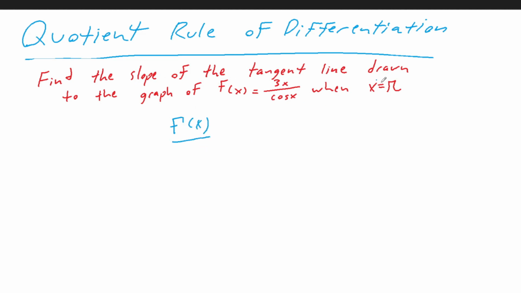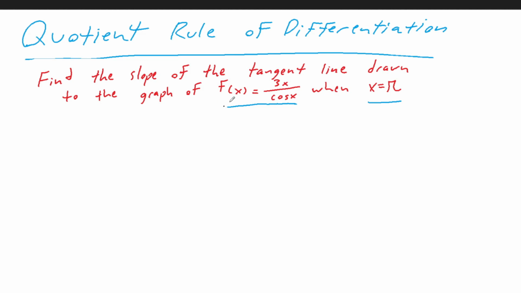So the slope of the tangent line is drawn to this graph. This is our f of x, and it gives us a point. So when x equals pi, that means we're going to have to plug in pi after we find our derivative to find the tangent line at the point that they want us to find it at. So let's start by finding the derivative of our function, which is f of x equals 3x over cosine x.